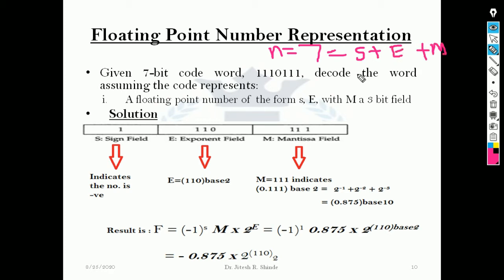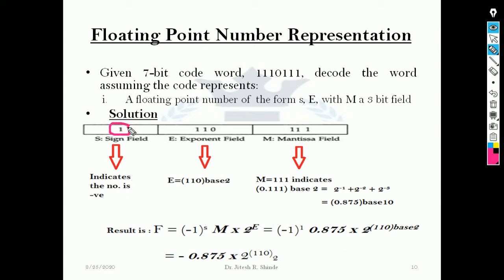This is equal to only 1 bit allocated for the sign component, plus the number of bits allocated for the exponent component, which is not specified, plus the number of bits allocated for the mantissa component, which is 3, as specified in the question. So the number of bits allocated for the exponent part is 7 minus 4, and the result is 3. Now, using this format, 1 bit for the sign field.